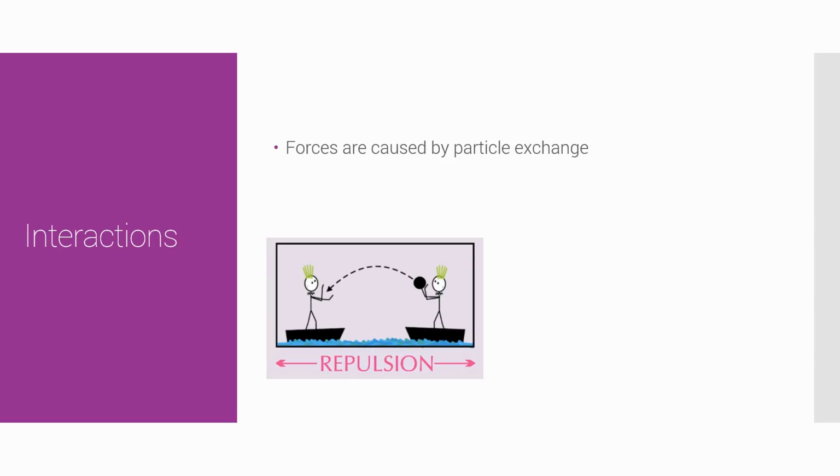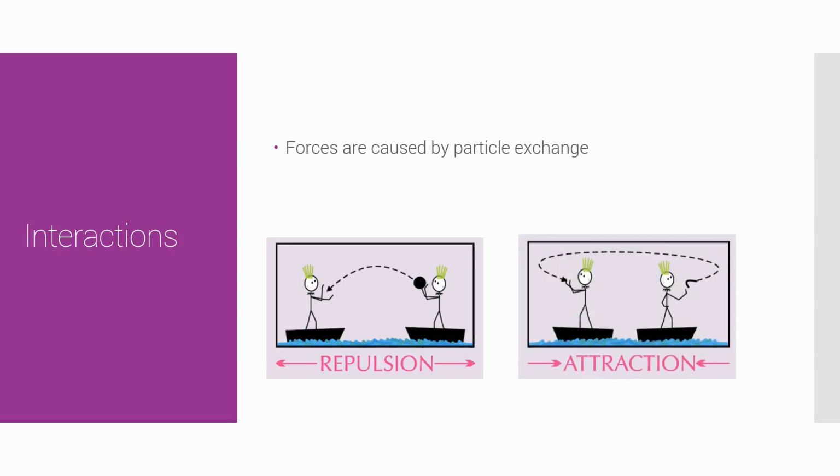And attraction can be explained by the boomerang example. The boomerang in this case is the exchange particle. One particle will throw the boomerang facing the other direction. He'll throw the boomerang, which pulls him back, and the other one will catch it, which will pull them back too. These exchange particles are called gauge bosons, which are virtual particles.